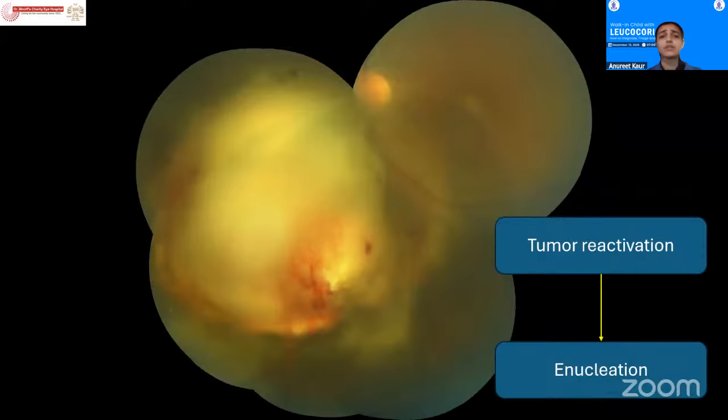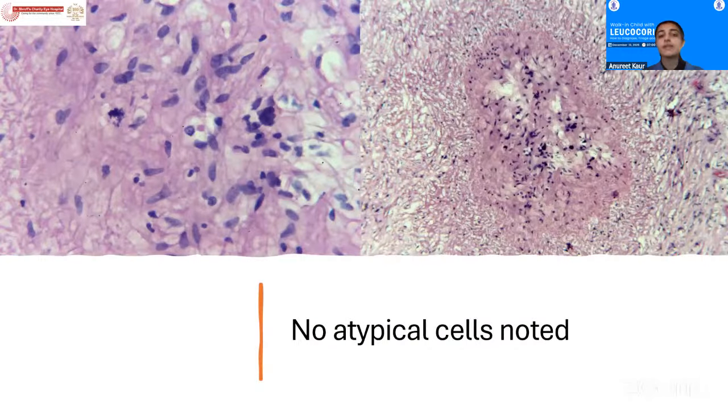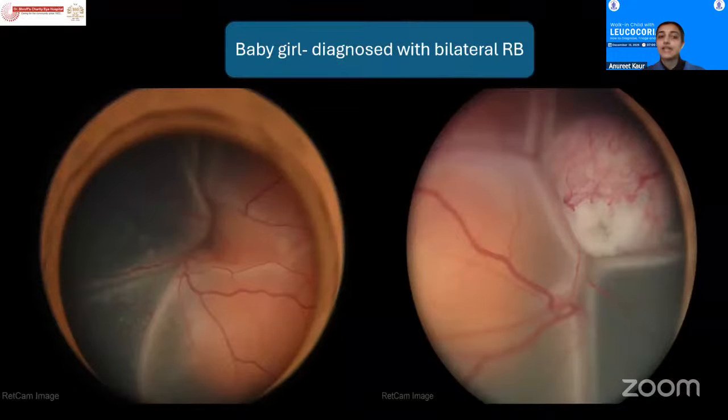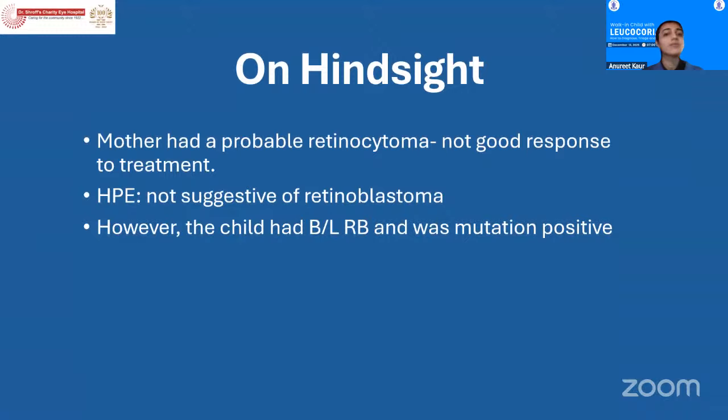But one fine day, she came with a worse picture where there was tumor reactivation and she had to undergo enucleation. On histopath, no atypical cells were noted in this case, and there were chronic inflammatory cells. Ten years later, she had a baby girl who was diagnosed with bilateral RB, and she was under treatment with us. So in hindsight, the mother had a probable retinocytoma, which did not show a good response to the treatment, and histopathology was also not suggestive of retinoblastoma. However, when the child came to us, it was bilateral RB, and she was mutation positive.